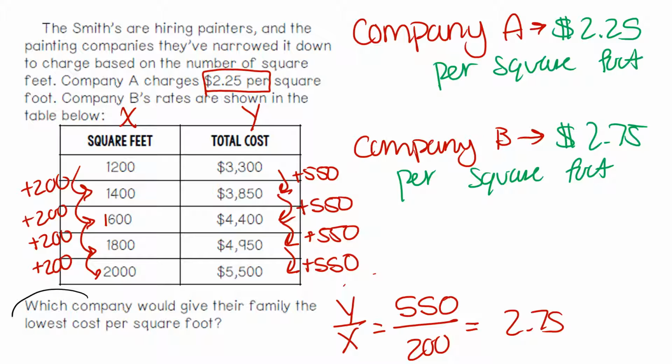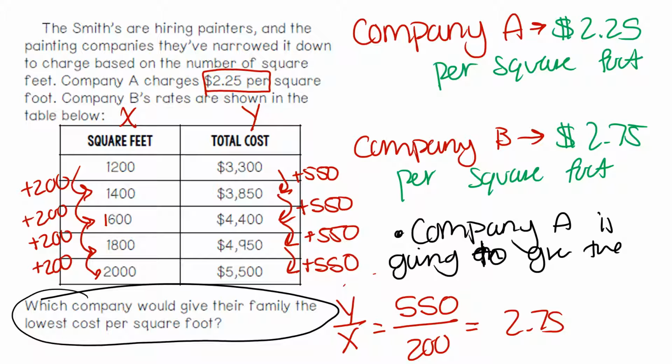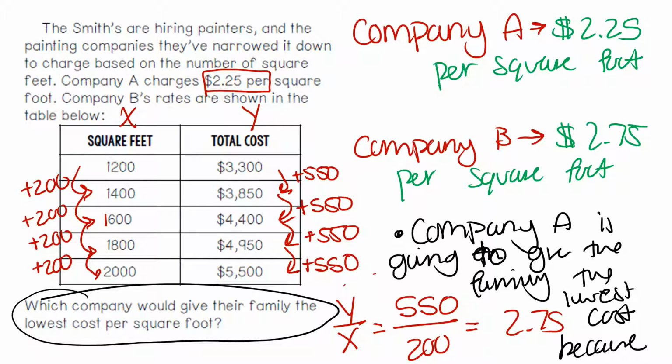So when we answer the question, which company is going to give the family the lowest cost? Company A is going to give the family the lowest cost. Because, we always explain why, Company A is charging $2.25 per square foot, while Company B is charging $2.75 per square foot.